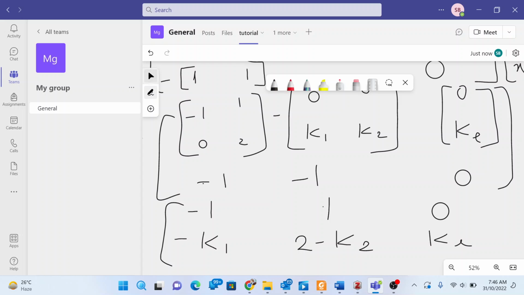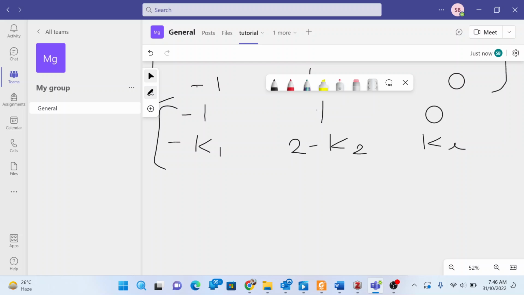Now the next one will be minus 1 here, minus 1 here, and 0 here. So we have formed the matrix that we need now. With this matrix, we can now form our SI minus A.